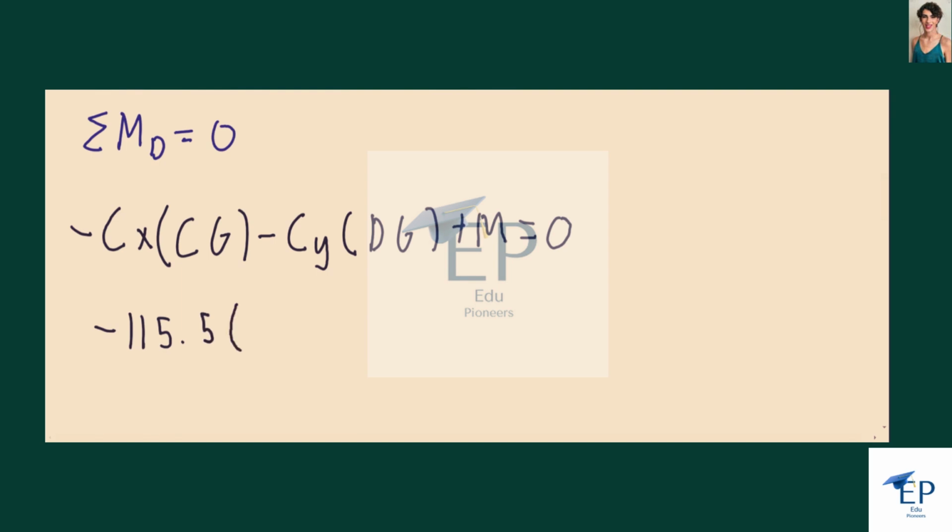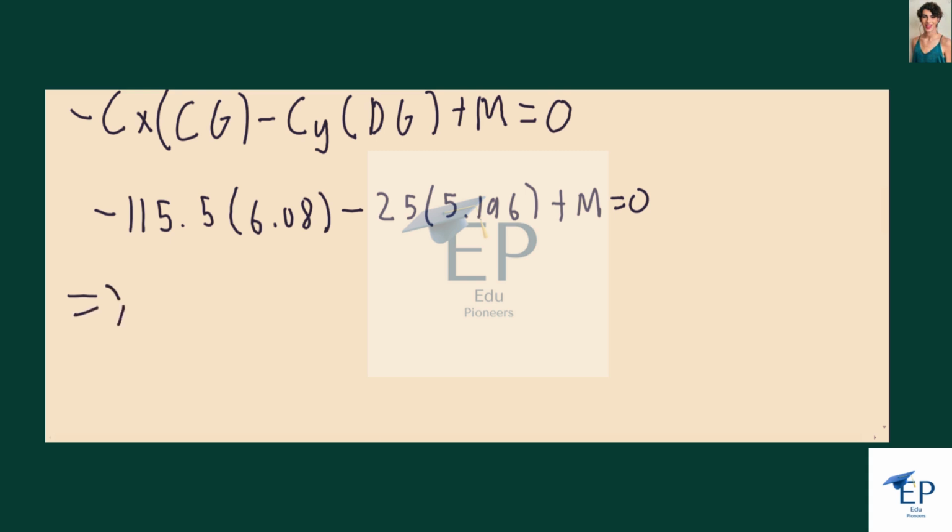So negative the x component of the force at C times the length CG, minus the y component of the force at the point C times the length DG, plus the moment M is equal to 0. And solving for M, we get a value of 832.24 pounds inches.